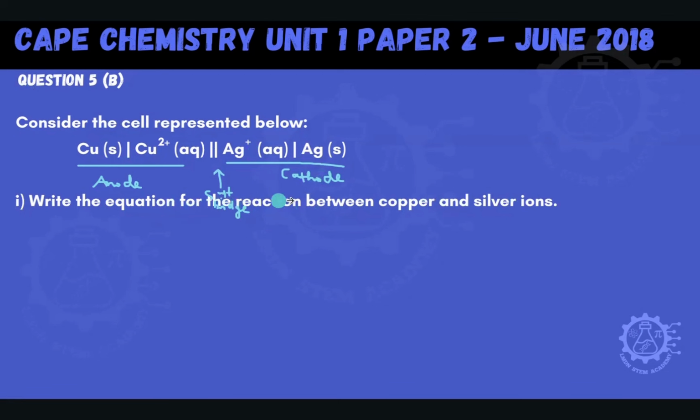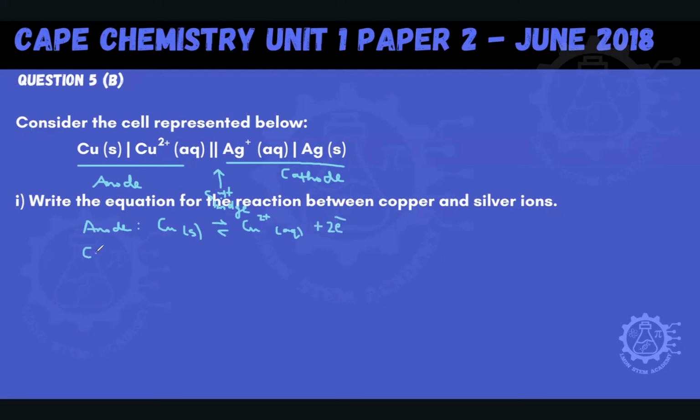They want the full thing, okay? So let's write the halves first. At my anode half, I'm going to have the copper solid being oxidized to Cu2+ aqueous. That's what's going on at my anode, oxidation. The solid would have lost 2 electrons to get to this form. So that's at my anode.